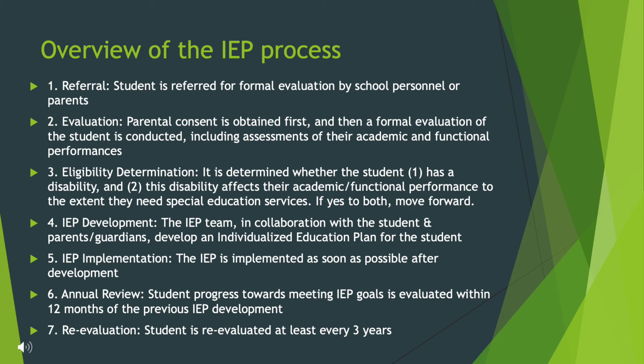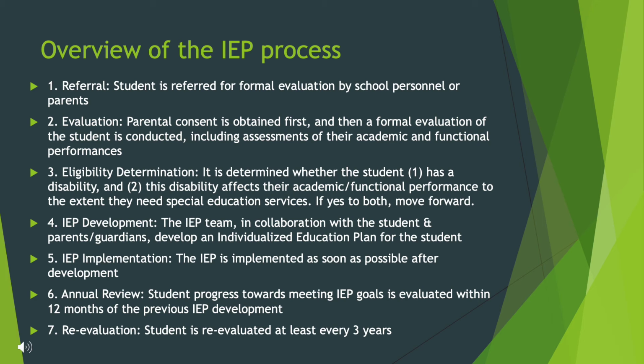Let's briefly talk about an overview of the IEP process. So the first step of the IEP process is the referral. The student is referred for a formal evaluation, usually by school personnel such as their teacher or the student's parents. Step 2 is the evaluation. In order for the evaluation to take place, parental consent must be obtained first, and then a formal evaluation of the student is conducted, and this evaluation includes assessments of their academic and functional performances.